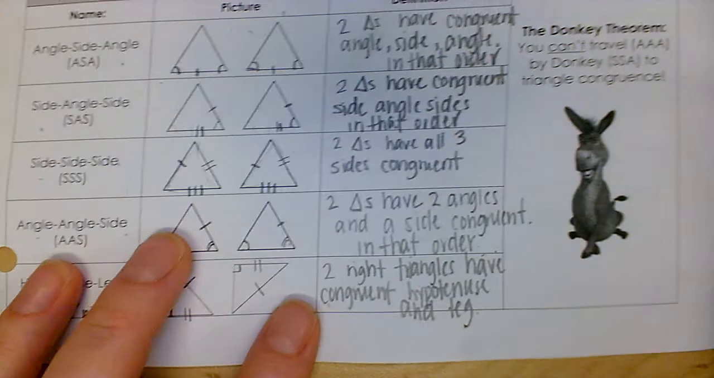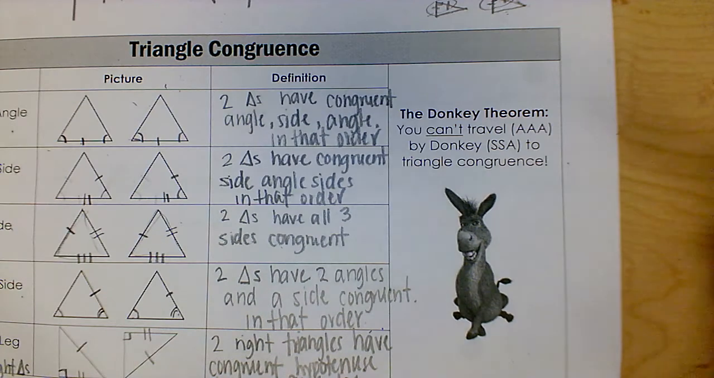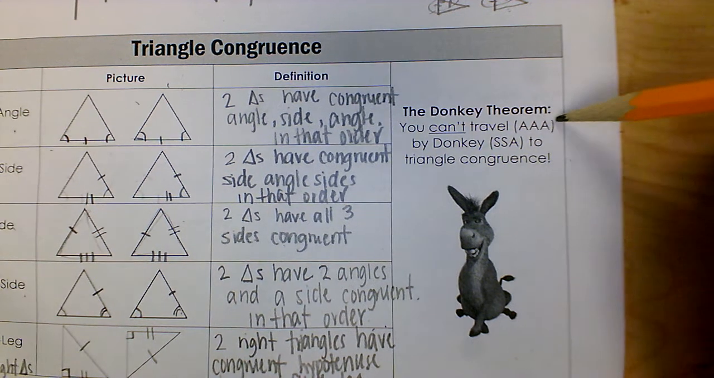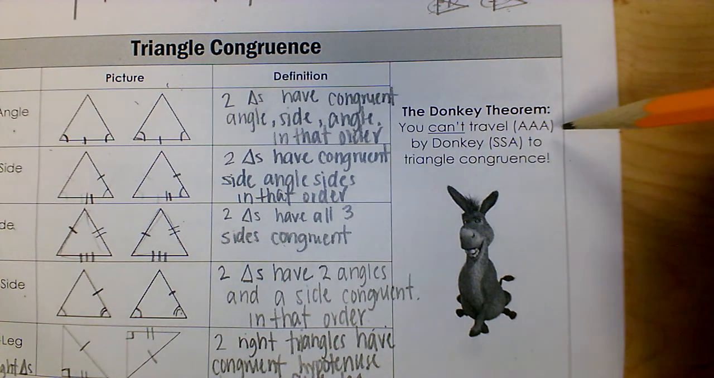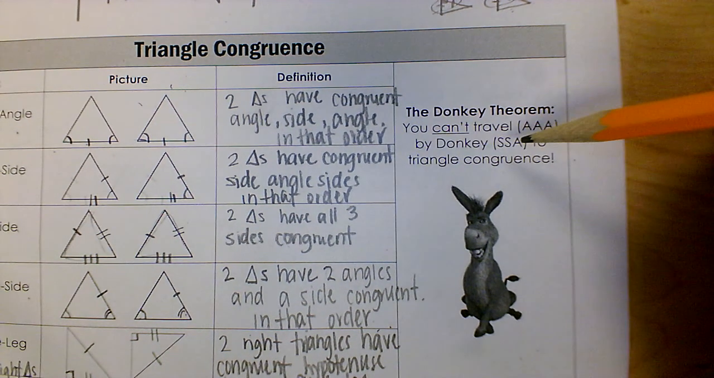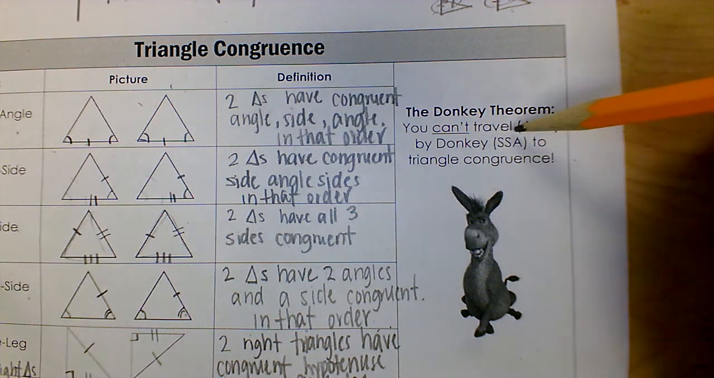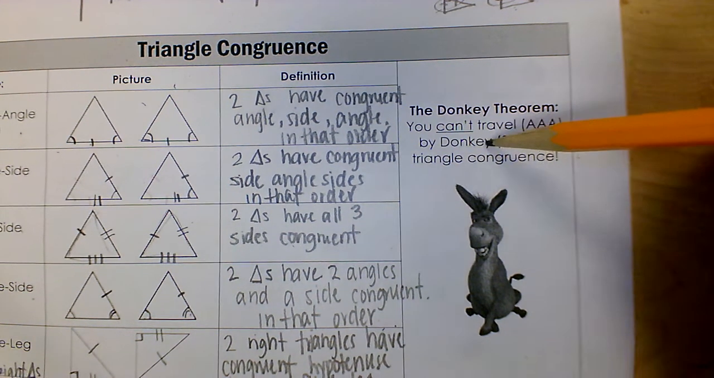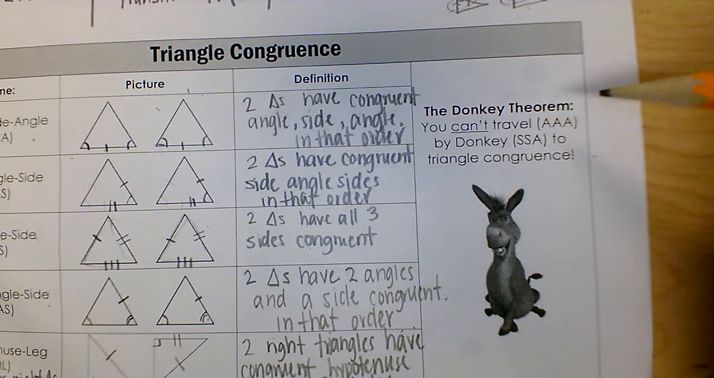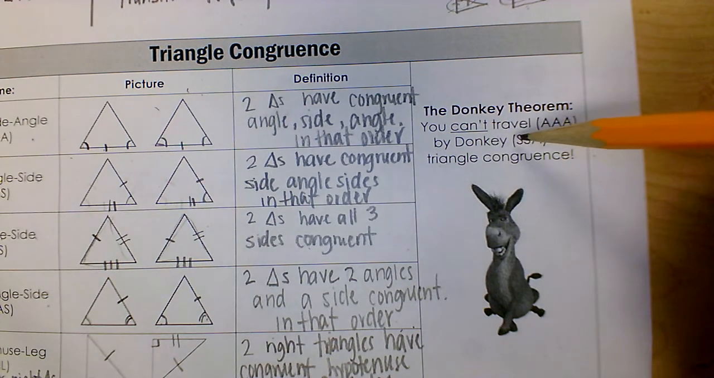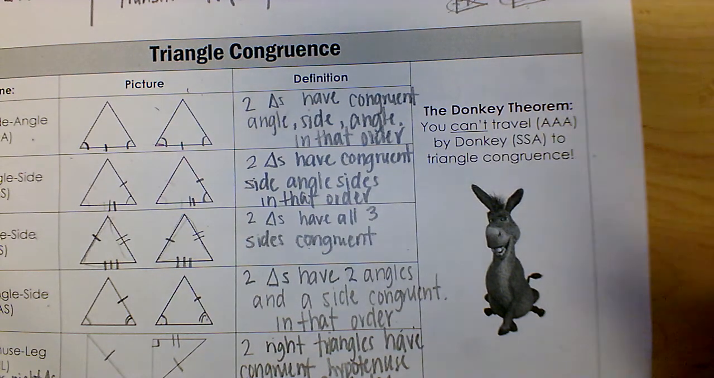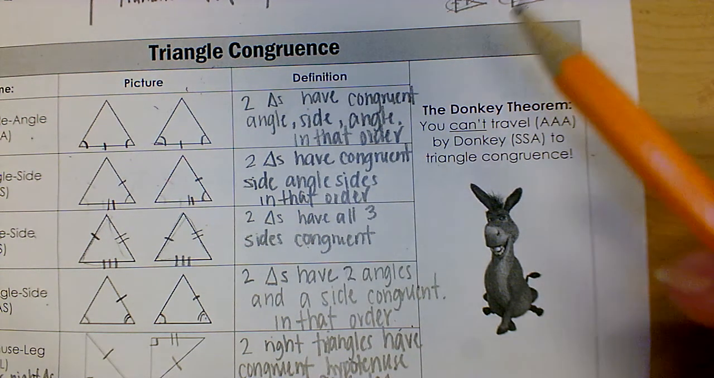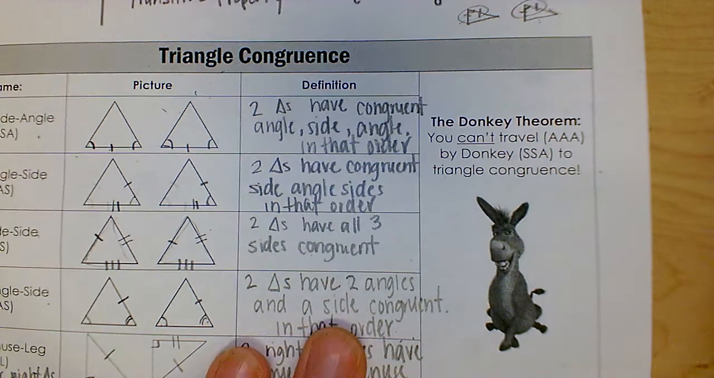All right, so over here, this is a little side note. It's called the donkey theorem. You can't travel by AAA, right? So you cannot have AAA by donkey. We all know the other word for a donkey, but I wrote it backwards here. So you can't travel by donkey to triangle congruence. So you can't have AAA and you can't have ASS. Those are two things that you cannot have in triangle congruence. Okay? So there's a little reminder to help you remember that.